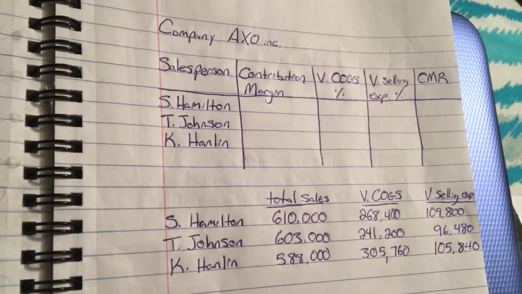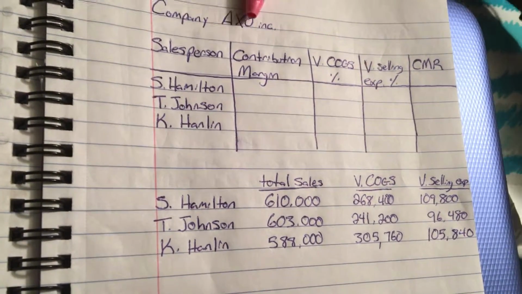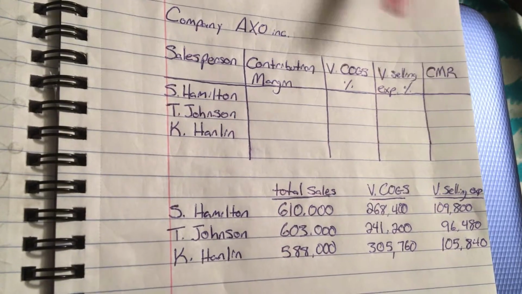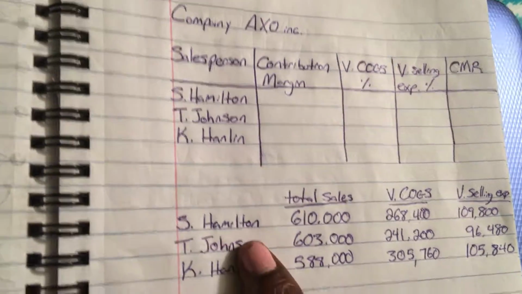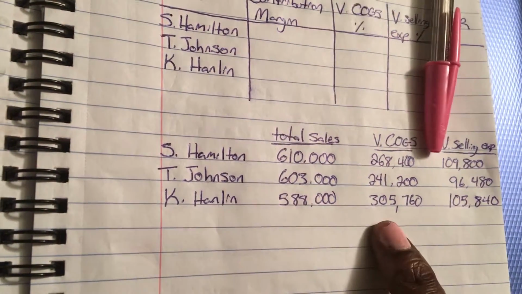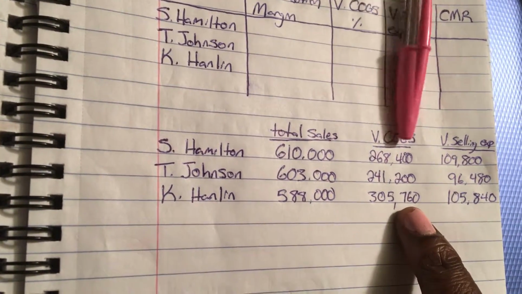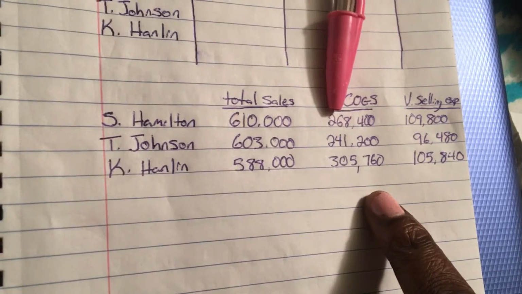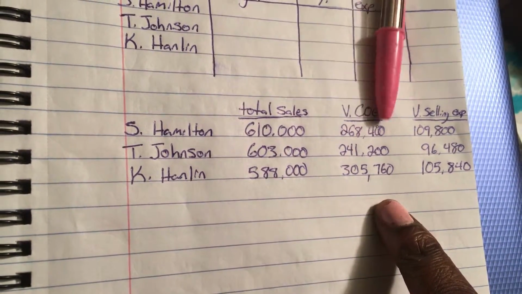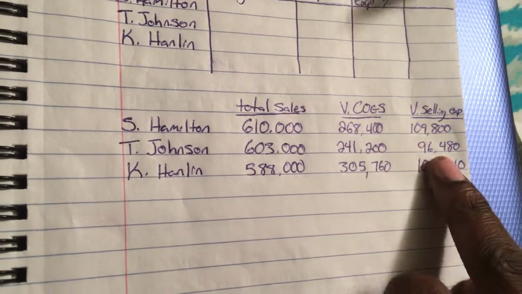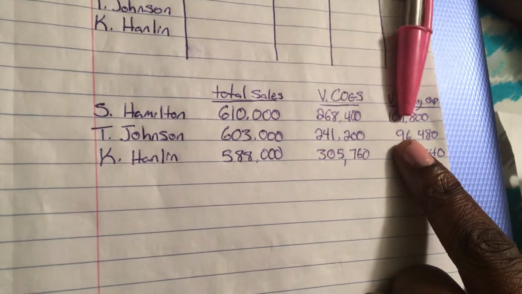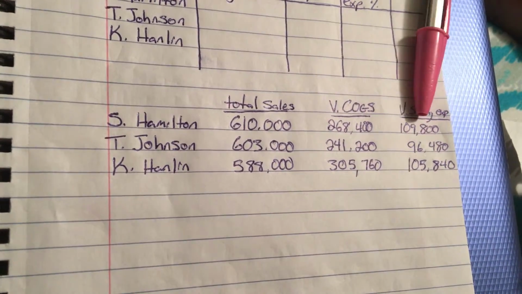My example is a company, AXO Incorporated, where we have 3 salespeople who are going for a promotion. Hamilton's total sales are at $610,000. Her variable cost of goods sold are at $200,680, and her variable selling expense is at $109,800.